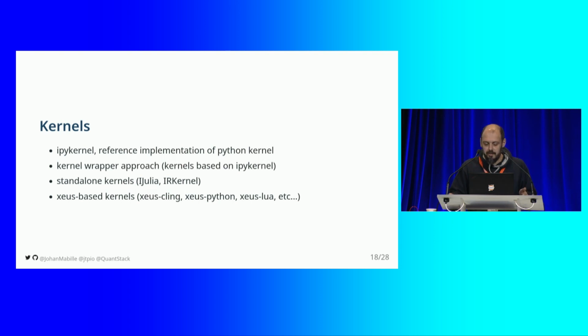is Xeus-based kernels. So you can rely on Xeus, which is a native implementation of the protocols. And so you just have to write glue code between the C API or C++ API of your interpreter and Xeus. So that's what we have been developing for the past years at QuantStack. We have between 15 and 20 kernels based on Xeus, and it's quite easy to set up.